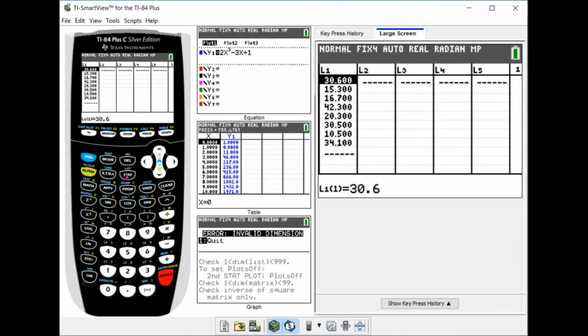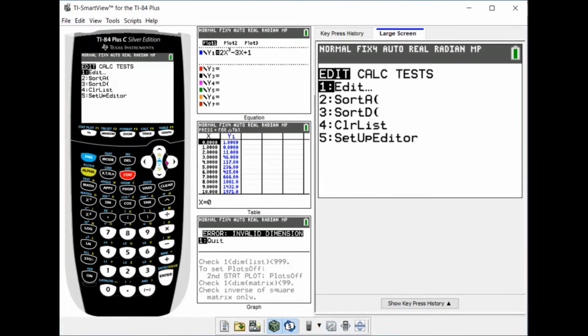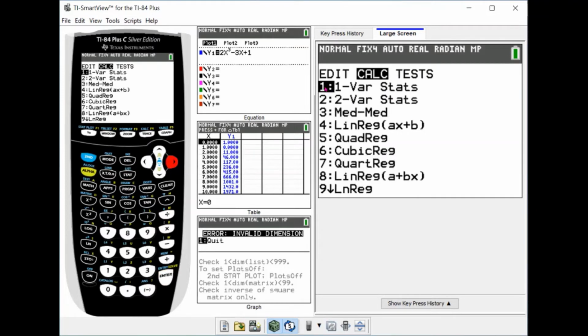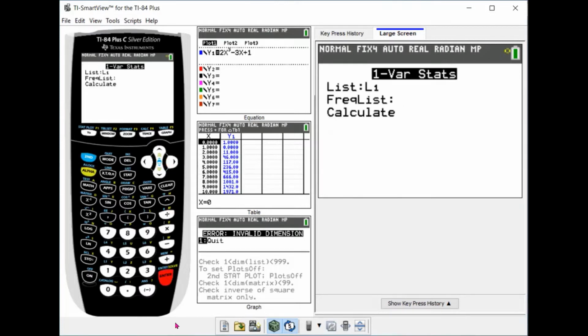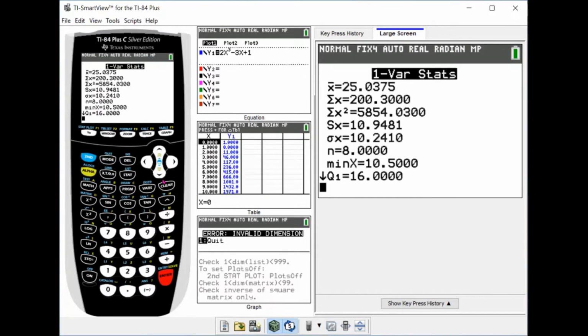Once you enter the data, we again go to stat. This time we go to calculate and we select one variable stat, which is already highlighted. So we just enter. We need to verify that the data is in list 1. That's right. We don't have frequency. So we go to calculate. And once you hit calculate, you'll see the values here. Mean is this one, 25.0375.